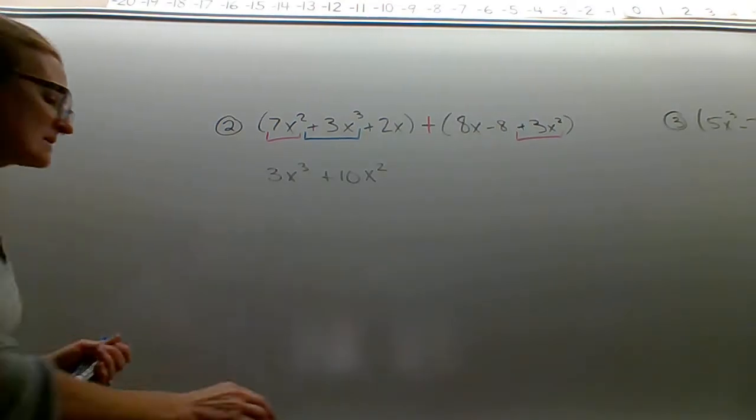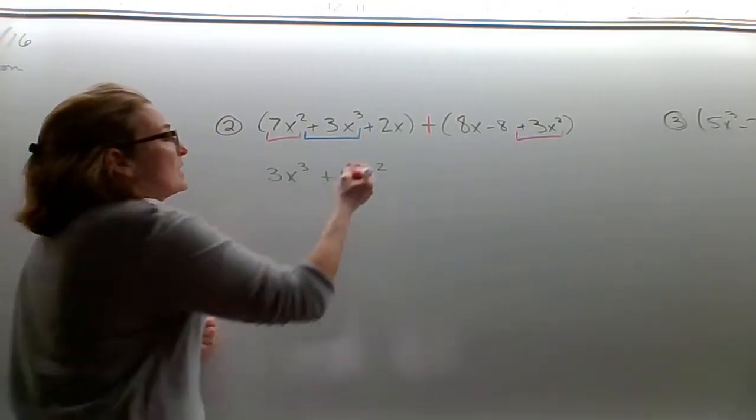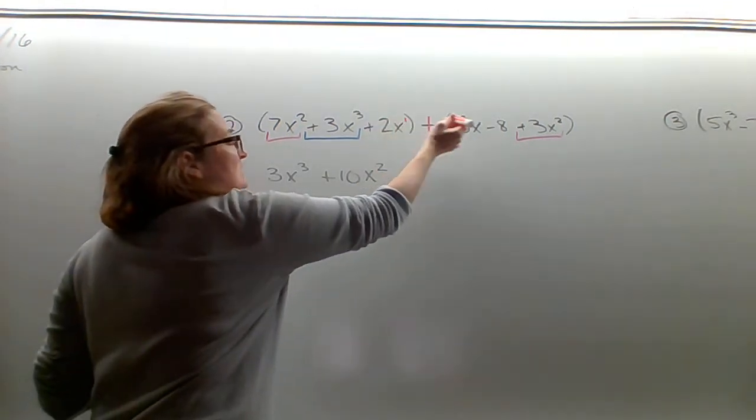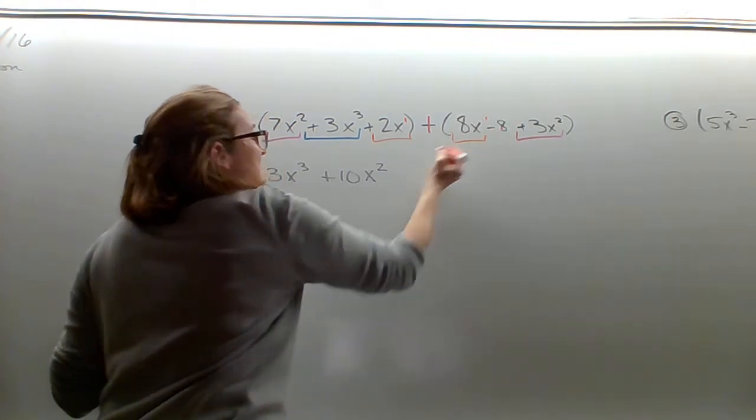Then we look for the next highest power. We're on a power of 1 now. So even though there isn't a power written there, we know that it is the first power, and they're both positive.